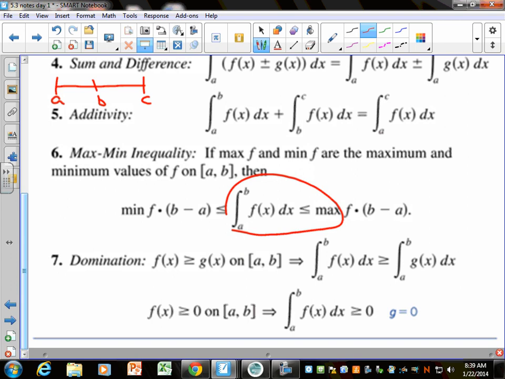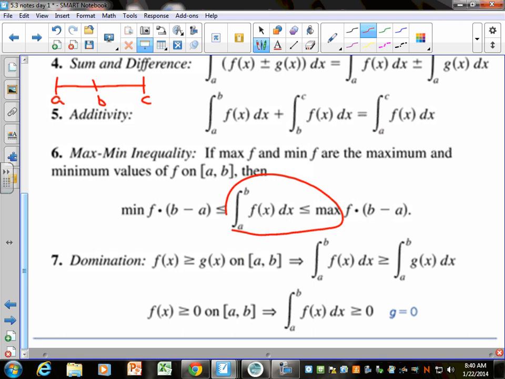How about this one? This one's even a little bit crazier, I think, but domination. It just means like implies. So what's this one saying? It says if f of x is bigger than g of x on the interval, and I feel like this one makes more sense than 6 to me.